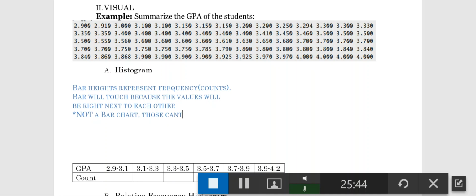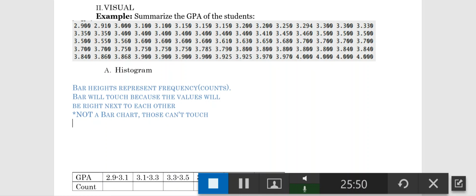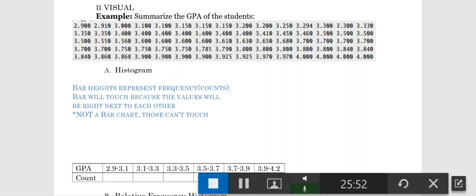Those bars can't touch. Bar charts are for categorical data. Histograms are quantitative.